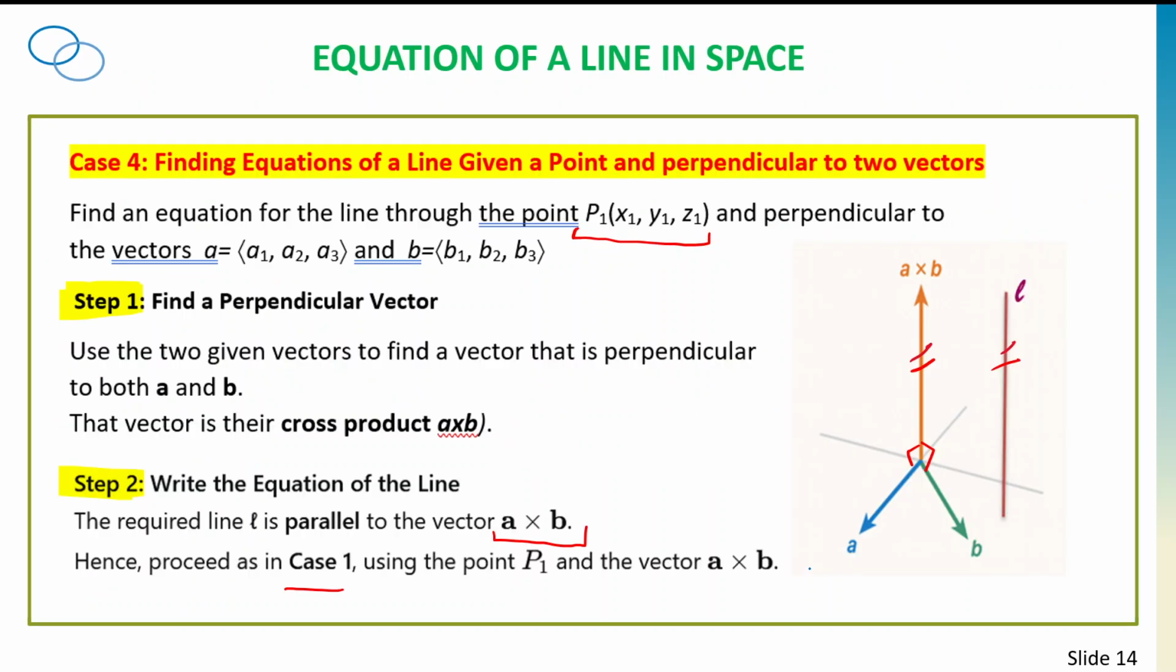And the last case, if we have 1 point and it's perpendicular to 2 vectors. Anytime I see that there's a perpendicular to 2 vectors, I'll use their cross product. Because as you know, the cross product is perpendicular to both A and B. And it will be parallel to L in that case. Okay, so now we have the cross product as the parallel vector. And the point is already given. Every time the point is already given for you. Okay, this is basically the 4 possible cases dealing with the equation of a line in space.